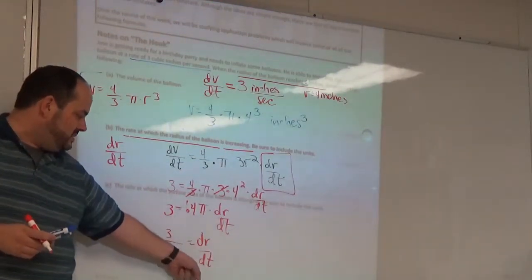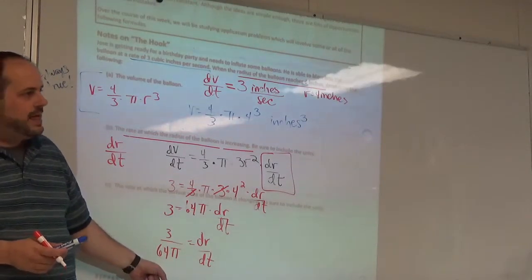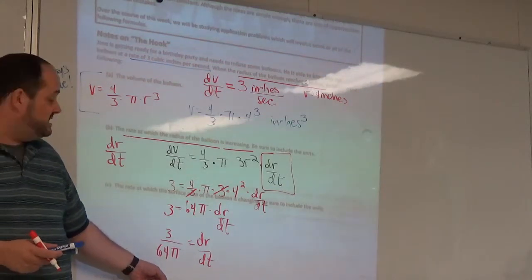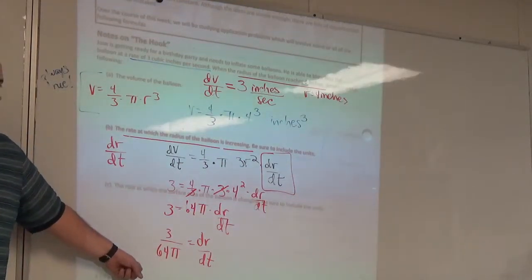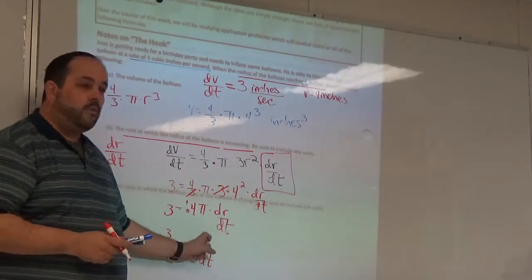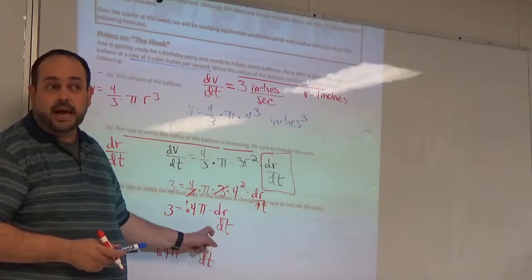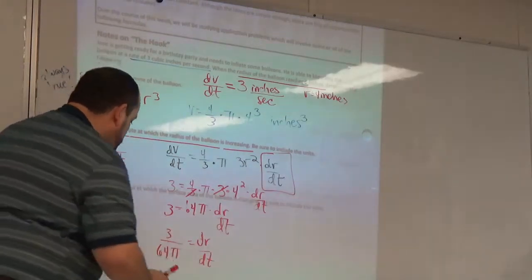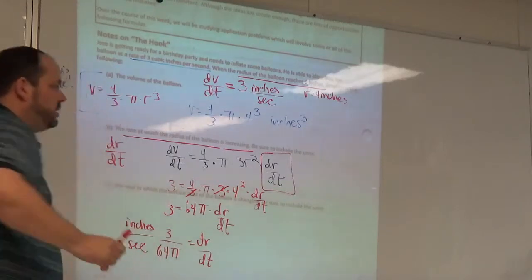So my radius is changing at a rate of 3/64 pi. I'm not interested or worried about this being a pretty number. That's not the thing. But the radius is changing at a rate of 3/64 pi. Need some units. Radius is changing. Right? How do I measure radius? Inches. How do I measure time? Seconds. So this is inches per second.